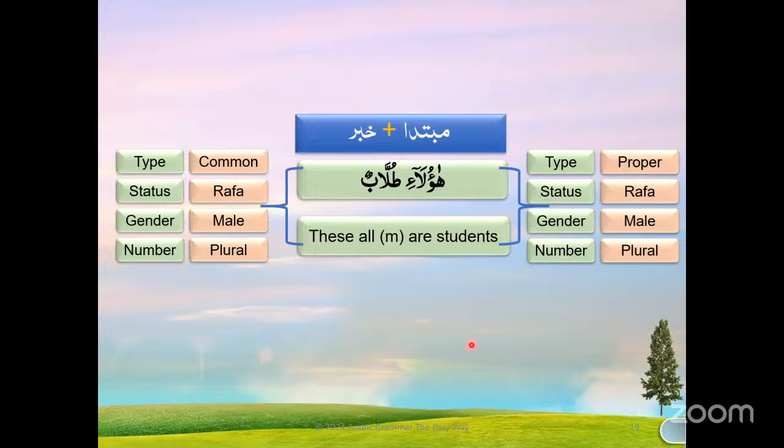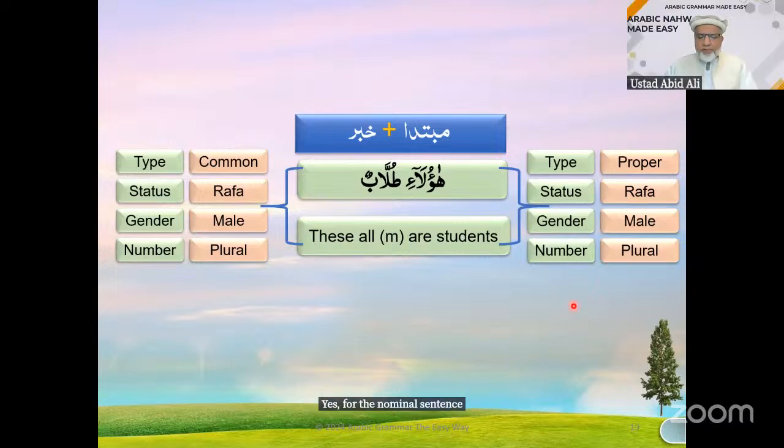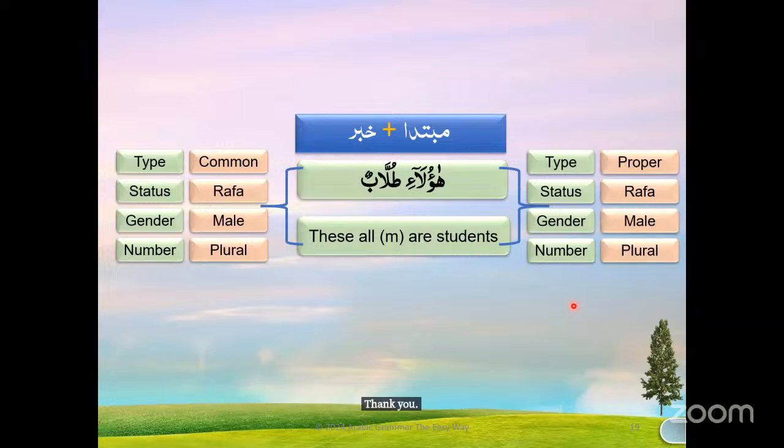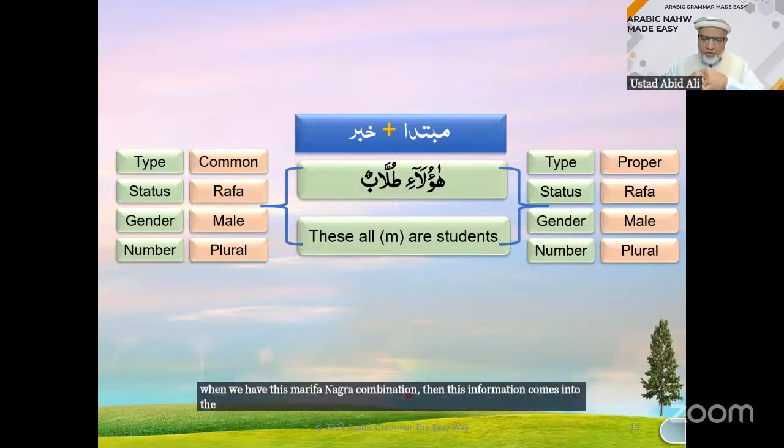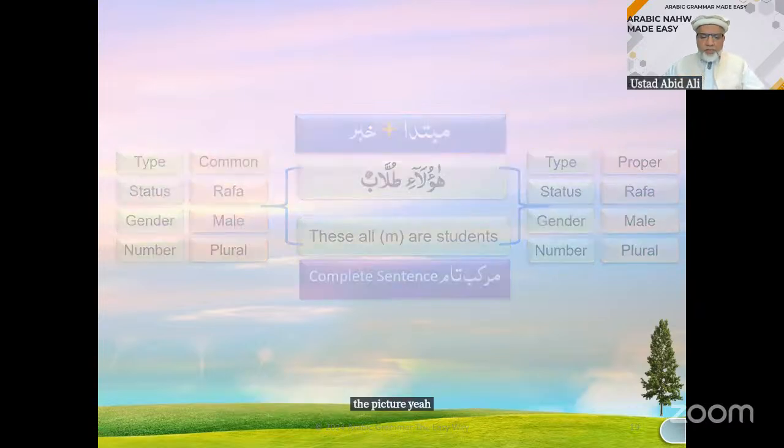And the status is always rafa. For the nominal sentence, they are both supposed to be rafa. That's why I gave you the recipe ahead of time, so that you can understand that this formula has to be applied to get a complete sentence. Because, as we said earlier, the words is, are, am do not exist in Arabic. When we have this marifa nakira combination, then this information comes into the picture. So this is the murakkab tam.